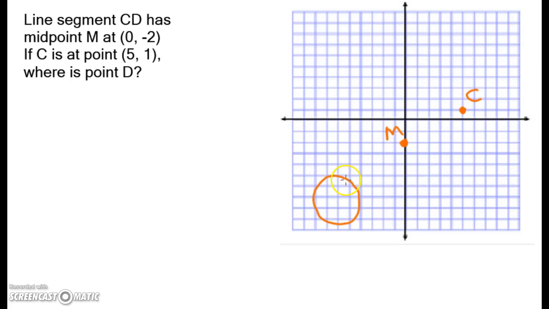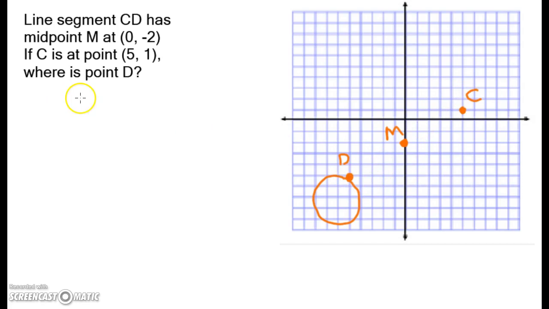If you can figure out how you got from C to M, you can figure out how to get from M to D. So to get from C to M, I'm going down 1, 2, 3, and over 1, 2, 3, 4, 5. So I just need to do that again. I'm going to go down 1, 2, 3, and over 1, 2, 3, 4, 5. So that puts me right here. I didn't quite make it to the circle I thought I was going to make it to, but I got pretty close, and it does look like, if I label this point D, that this point M, the midpoint, is right in between C and D.